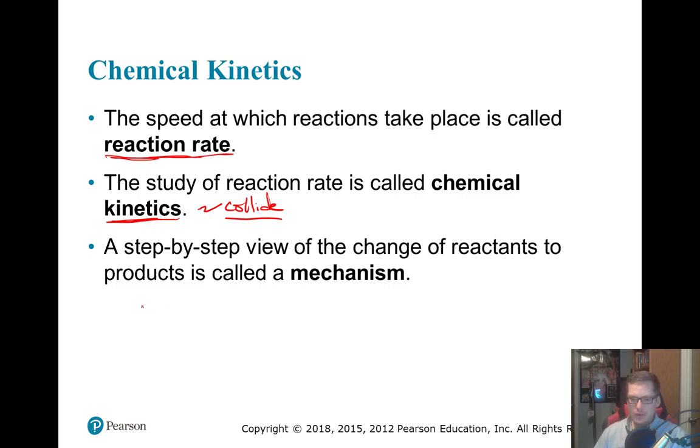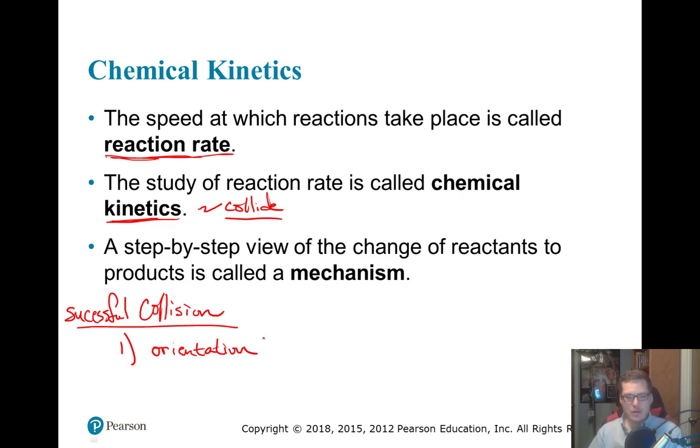In order for a reaction to occur, we need a collision, but it can't just be any old collision. It has to be a successful collision. All right, it has to be a successful collision. And there's two things that need to occur for a successful collision to occur. First, they have to collide with the correct orientation. All right, so you imagine these two molecules that are bouncing around, they have to hit each other in just the right way for these new bonds to form.